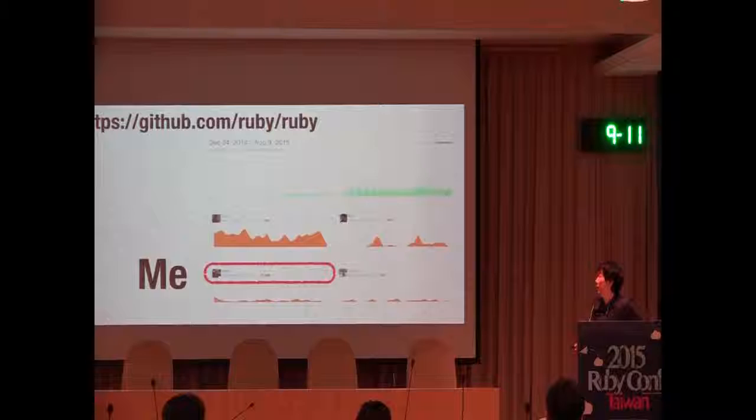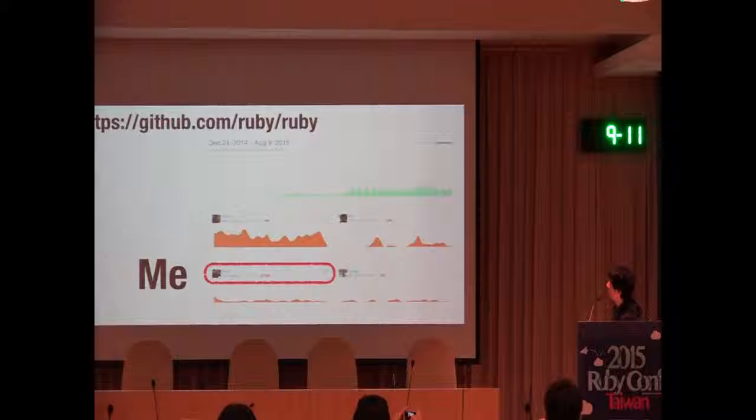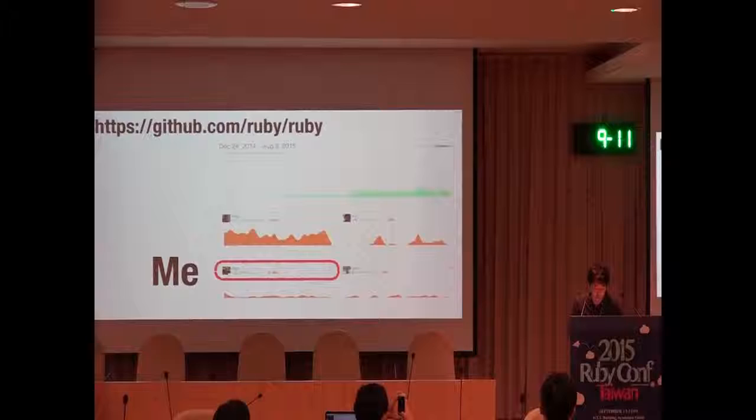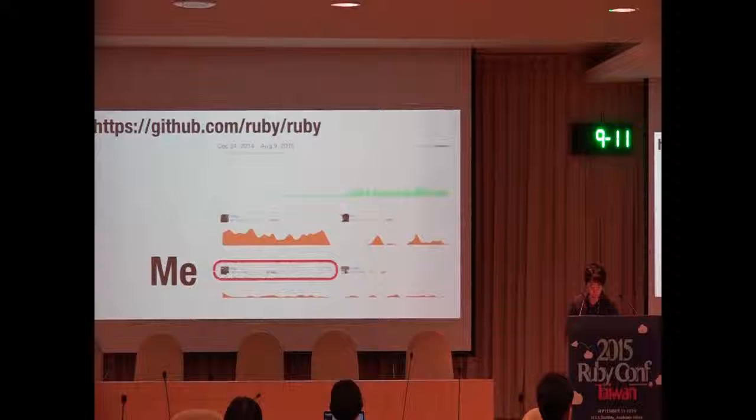Here are the GitHub activities with the Ruby language. The number one committer is Nobu, and the number two committer is Koichi-san. I'm the number three committer in Ruby language development. If you have any questions about the Ruby language, please come and find me after this talk.